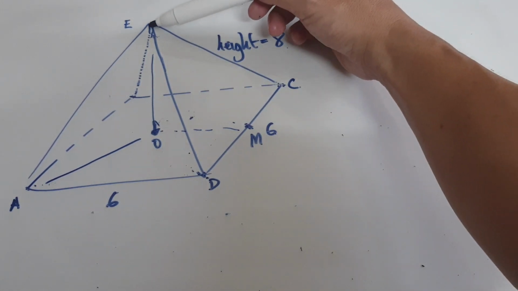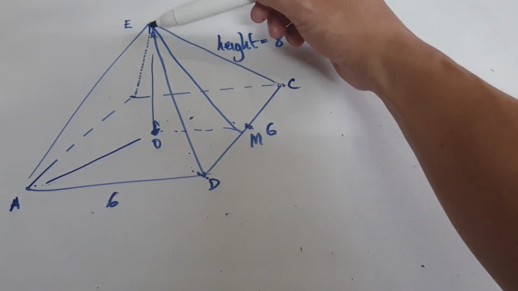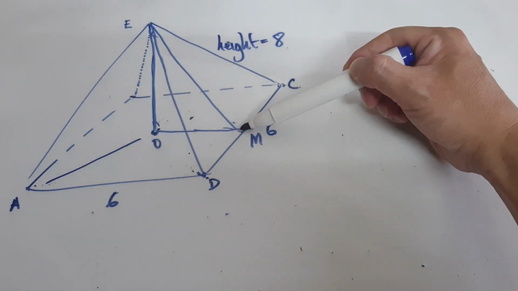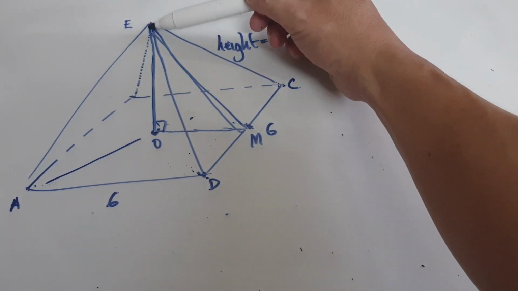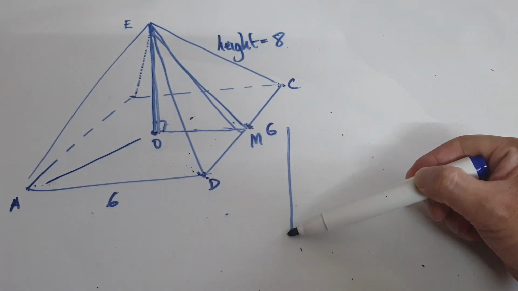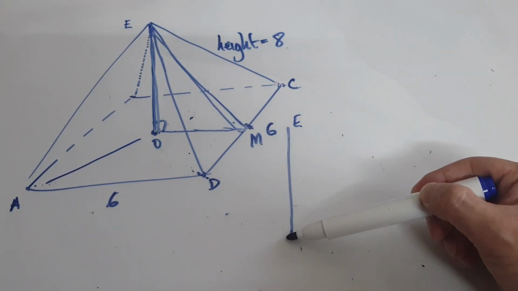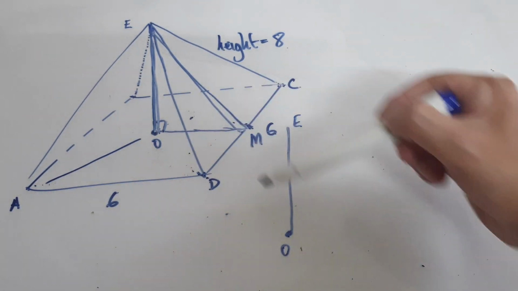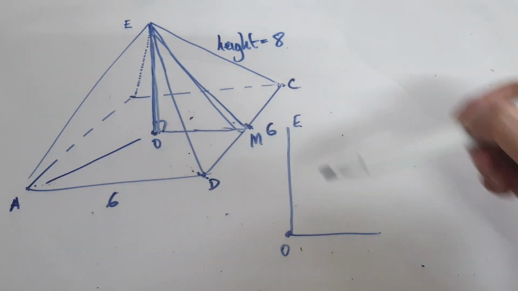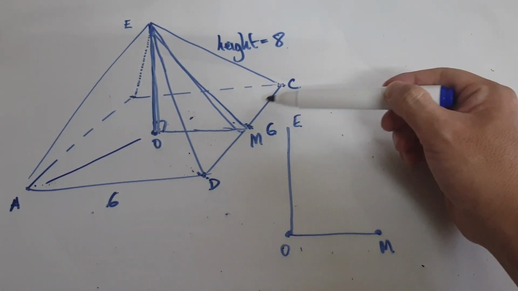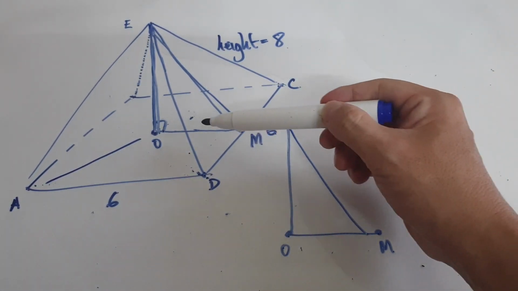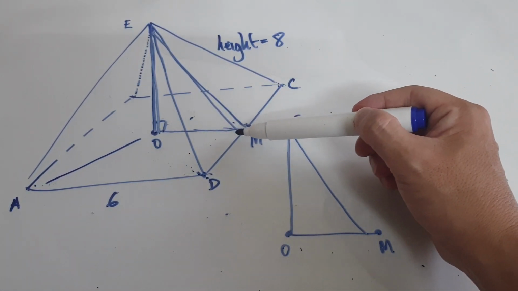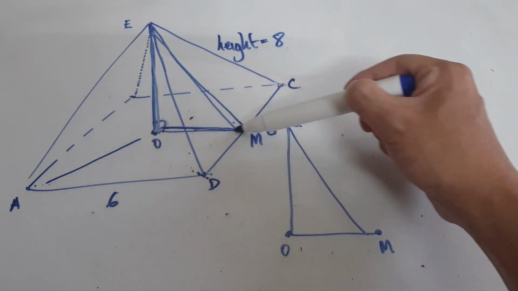So here you're going to create another right angle triangle. I hope you can see where the right angle is here. So this height here is this height. So this is E. Straight down, this will be O. And then straight across will be M. Remember, M is halfway between C and D. So what's this length here? We need to know this length.